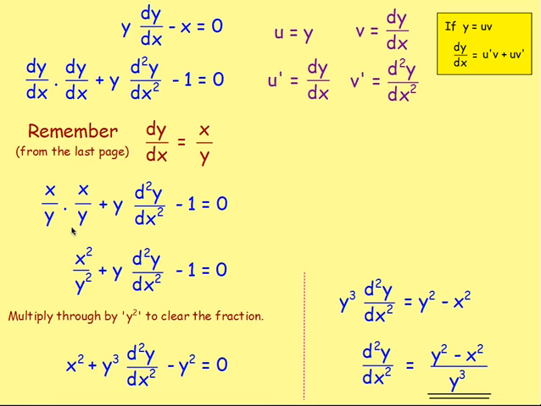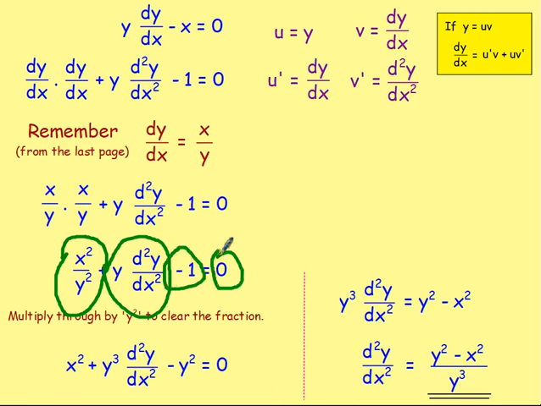From there then, you've got x over y times x over y, which is x squared over y squared. You'd still have plus y times d2y by dx squared, take away 1. After that, well, I would multiply everything by y squared to get rid of that fraction. So multiply this by y squared to leave me with x squared. Multiply this by y squared to give me y cubed d2y by dx squared, and multiply the 1 by y squared as well. And really you should multiply the 0, but if you do that, it will stay as 0.